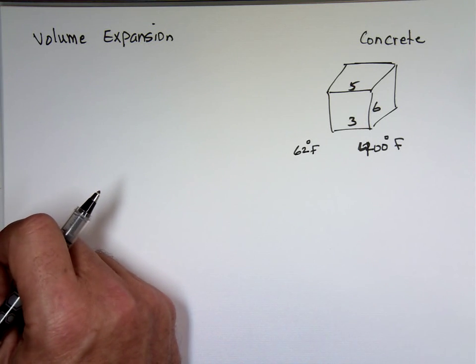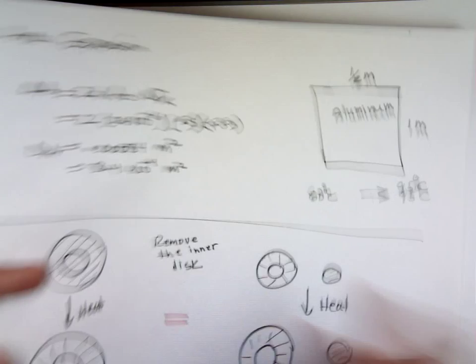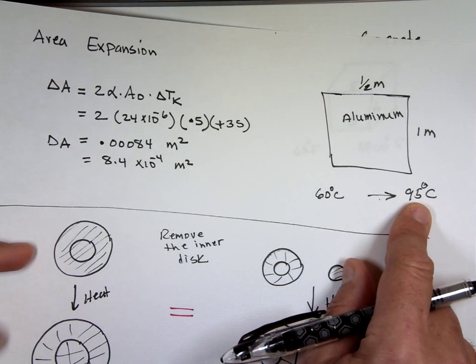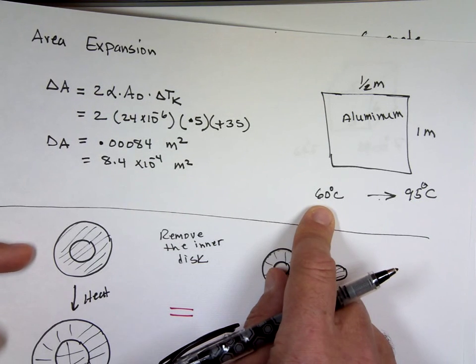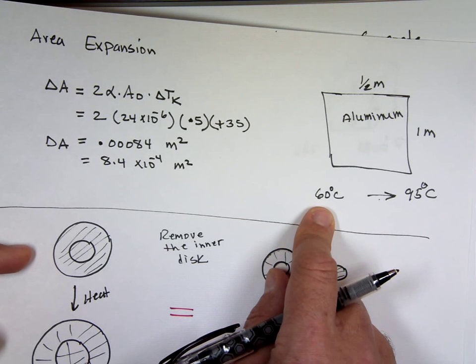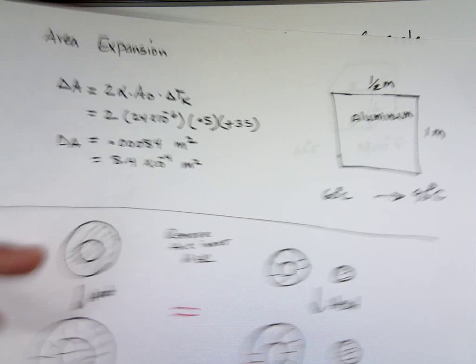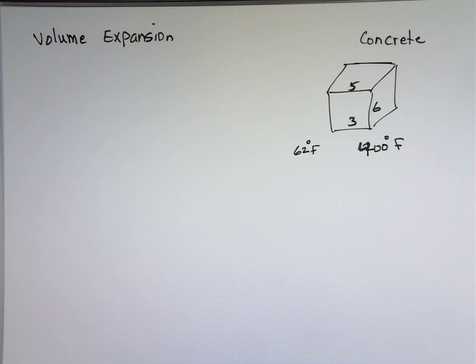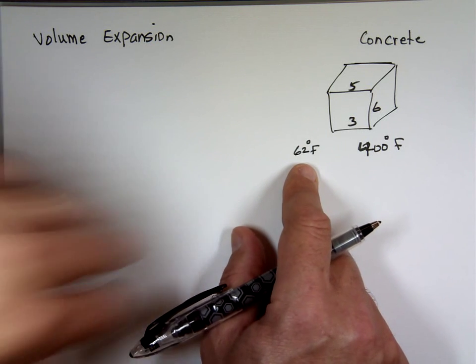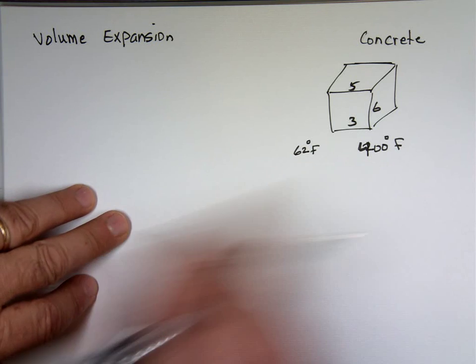Boy, I was giving you 60 degrees Celsius, 95 degrees Celsius. 60 degrees Celsius is really hot. That should have been Fahrenheit, right? That's okay. People think we live somewhere really warm. They don't know where we live here. From 62 degrees Fahrenheit to 400 degrees Fahrenheit.